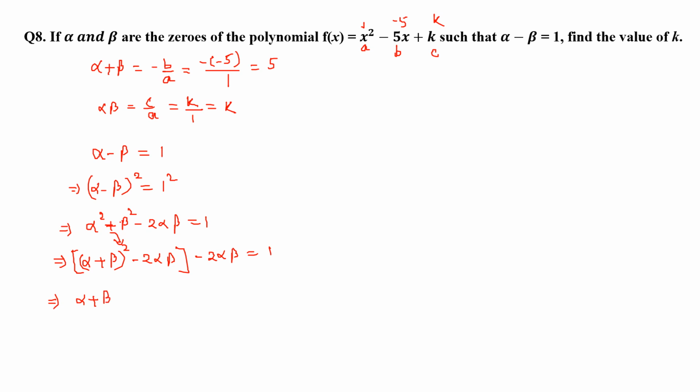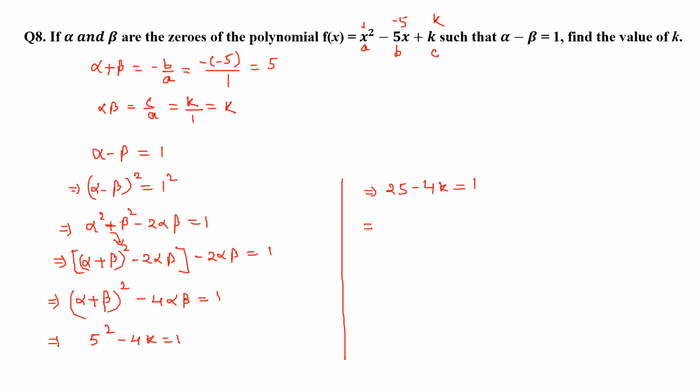First let me open the bracket. So alpha plus beta whole square minus 2 alpha beta, and minus 2 alpha beta, it will become minus 4 alpha beta equal to 1. So alpha plus beta value is 5 square minus 4k equal to 1. So 5 square is 25 minus 4k is equal to 1.